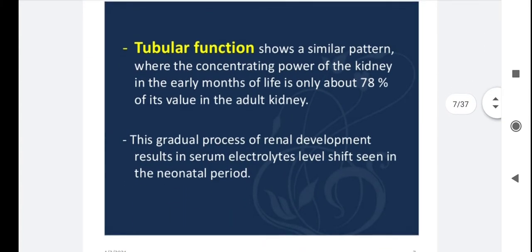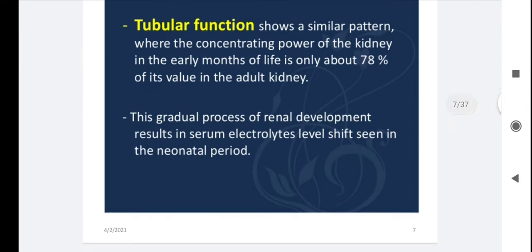Number 2 in the kidney function is tubular function. It shows a similar pattern where the concentrating power of the kidney in the early months of life is only about 78% of its value in the adult kidney. This gradual process of renal development results in serum electrolyte level shift seen in the neonatal period.